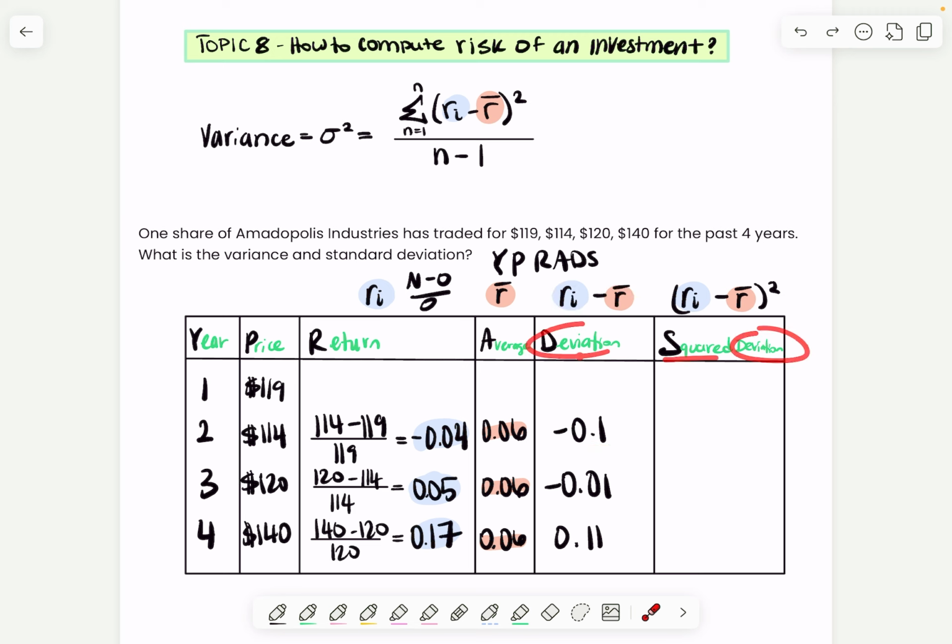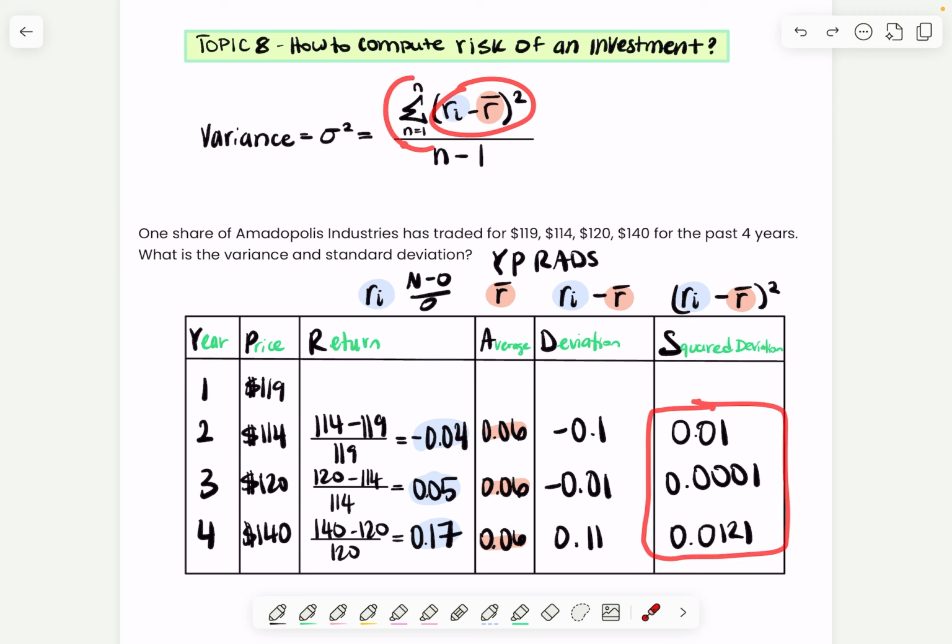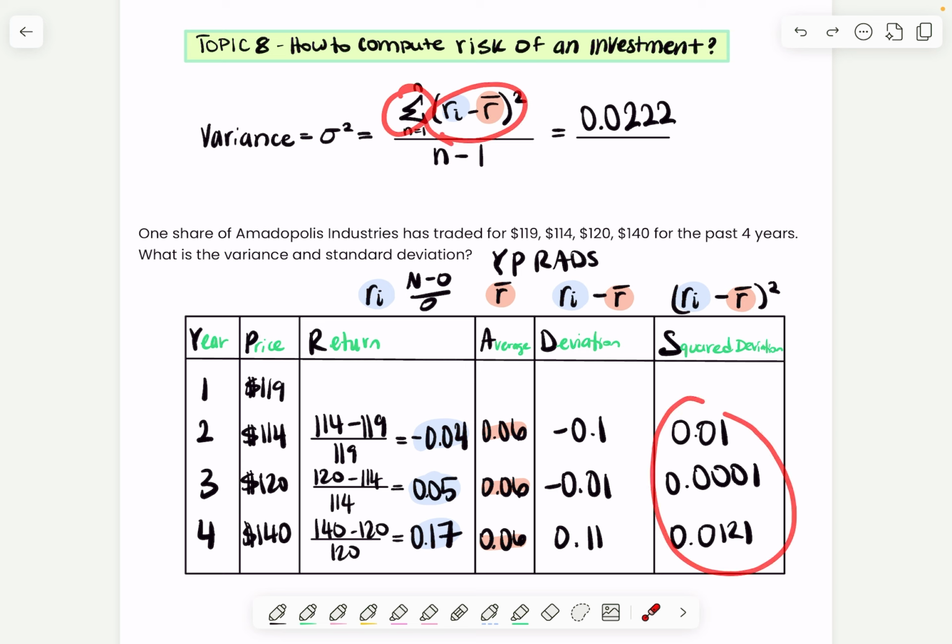And then squared deviation is just deviation squared. So we take these and we square them, and we get 0.01, 0.0001, and 0.0121. So we did all of these, and now what's left is to sum them up. That's what this means, sum them up. So when we add up all of these, we get 0.0222, and then we just have to divide by however many there are. There are 3, and then minus 1, and when we do that, we get 0.0111. And that is our variance.